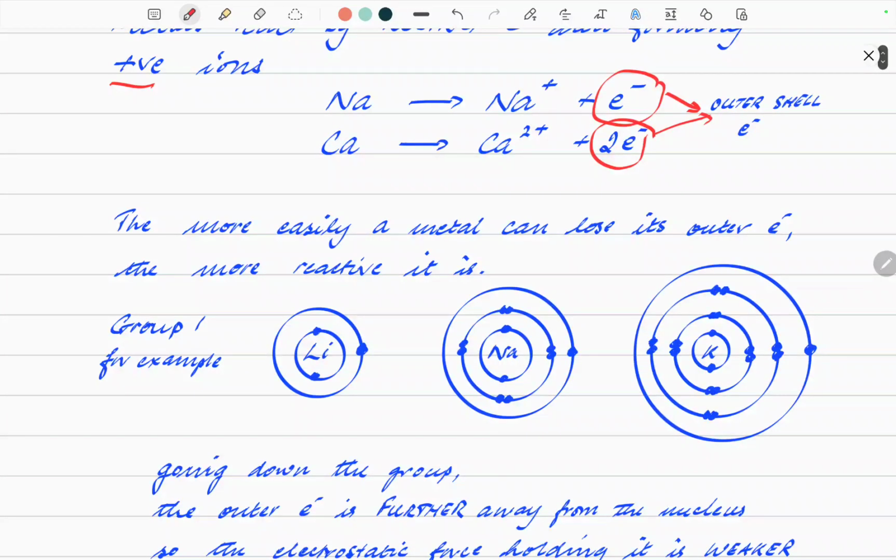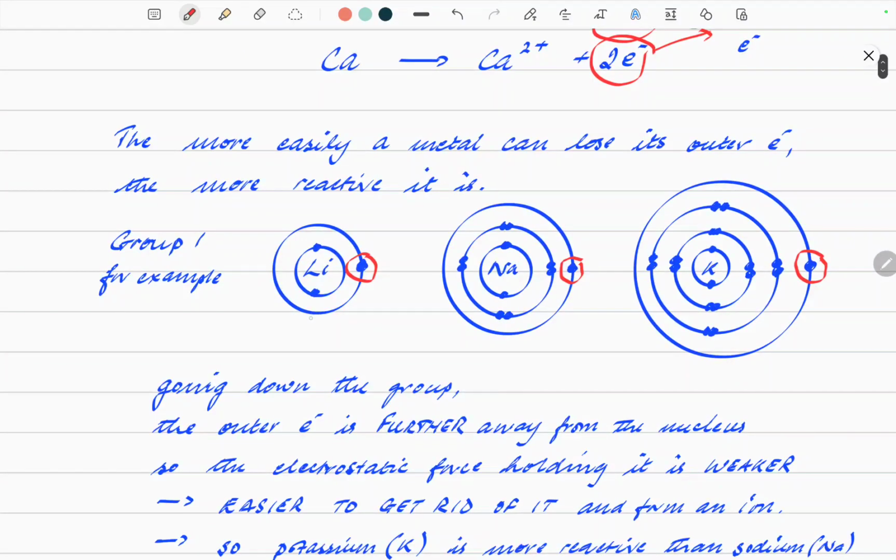Right, the principle in the reactivity series is that the more easily a metal can lose its outer electron, the more reactive it is. So if you take a look at group 1, for example, you've got lithium, sodium, potassium. Lithium only has 2 shells, 2 electrons in the center and 1 on the outer shell. This is the one that we're interested in each case. Sodium, 3 shells, total of 11 electrons, 1 in the outer shell, and potassium, 4 shells altogether, and again 1 in the outer shell there.